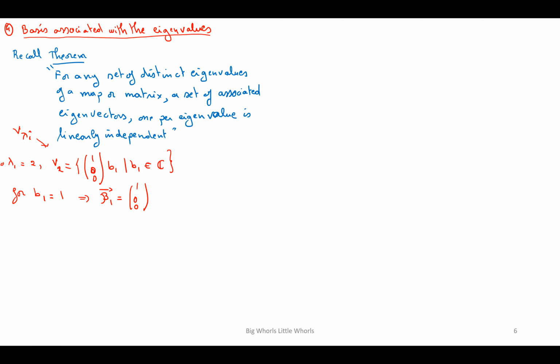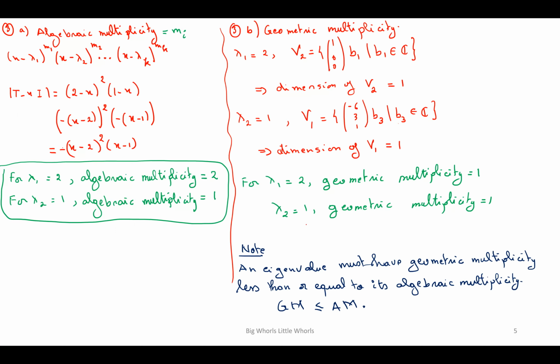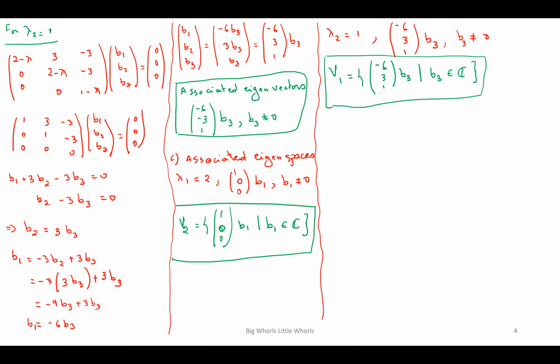Now for the second eigenvalue, lambda 2 equals 1, V1 equals (-6, 3, 1) b3, that's our eigenspace, such that b3 is a complex number. Just recall here, V2 is (1, 0, 0) b1, and V1 is (-6, 3, 1) b3.